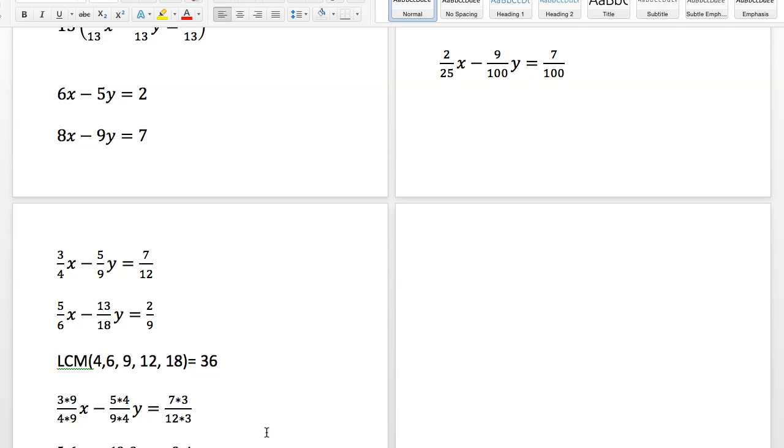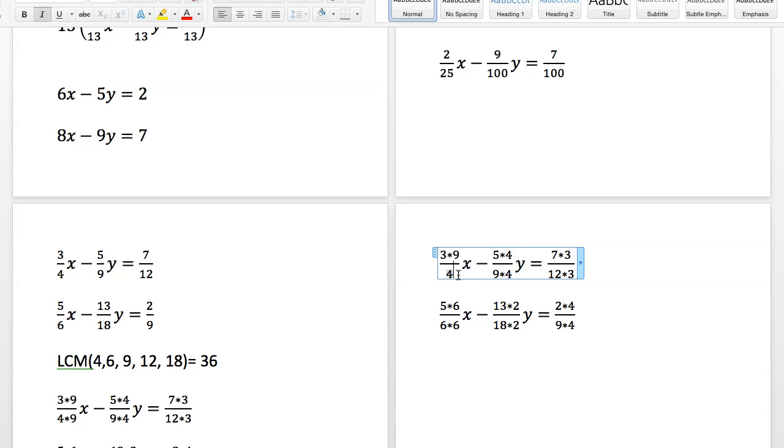Okay, that's how you do it. That's how you get everybody over 36. Now we know what our bottoms are, the denominators. They're 36. The top numerators we don't know. That's who we need to find. So let's copy and paste this guy. And I'm gonna go over here. Now 9 times 4 is 36, and 3 times 9 is 27.